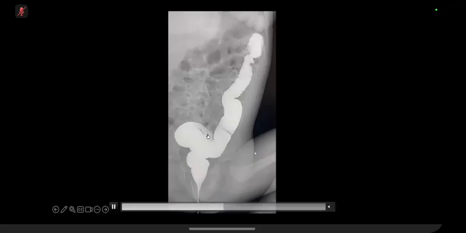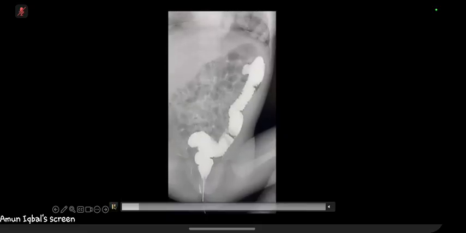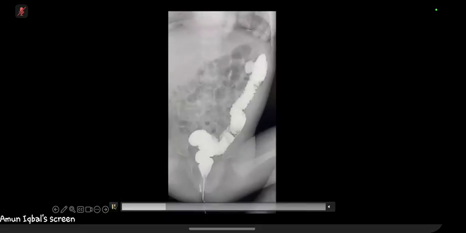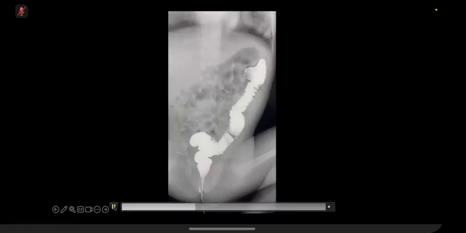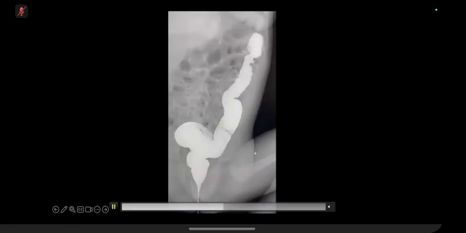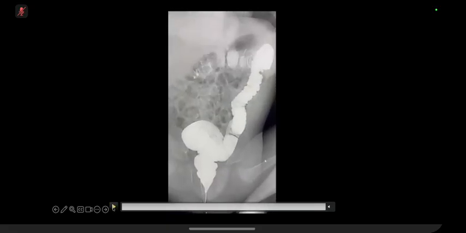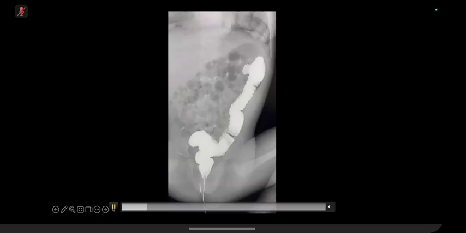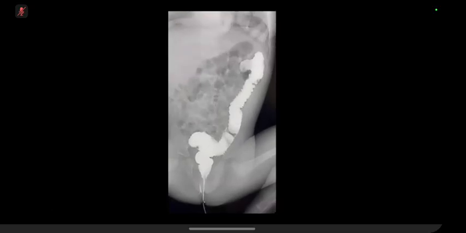Okay, so this has been reduced now. Contrast is seen passing beyond this point. So the intussusception is reduced. Can you tell me, is there any extraluminal leakage of contrast? No, I think there is no extraluminal leakage. Okay, good. Very good.